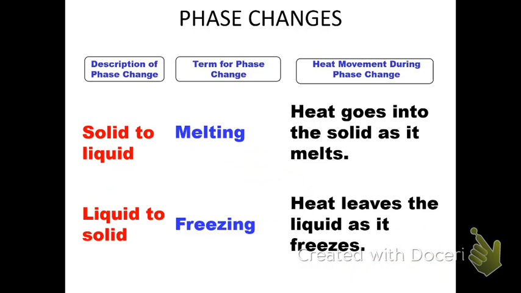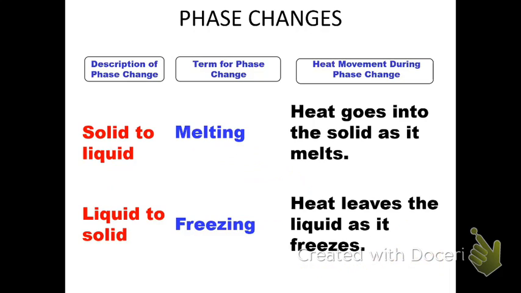So let's talk about the 6 basic phase changes. Now most of you, when you were in 3rd grade, 5th grade, you basically learned a lot about this, and in everyday life we do learn a lot about these things. But I will go through them. So for instance, when you go from a solid to a liquid, we call that melting, and heat goes into the solid as it melts. So I'm also showing you the heat movement during phase change.